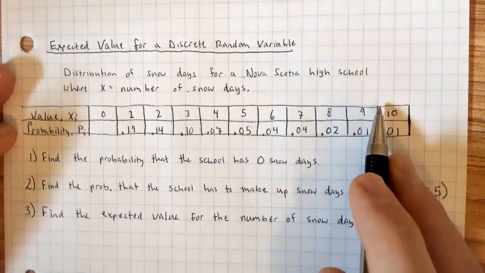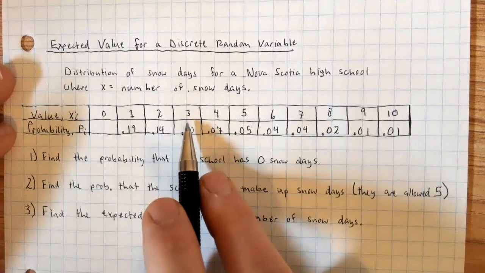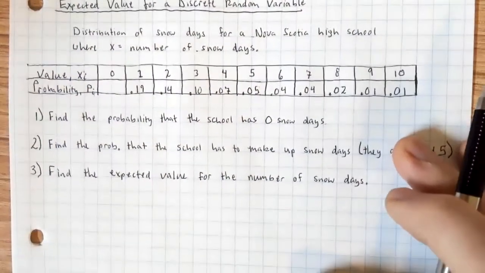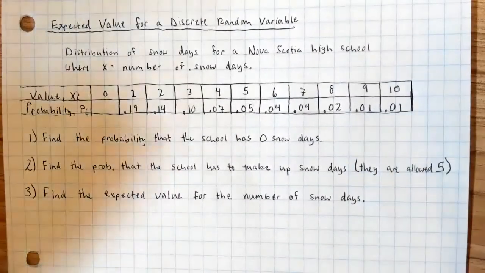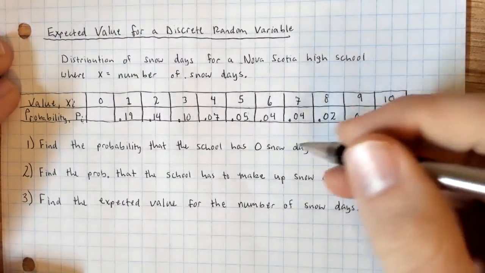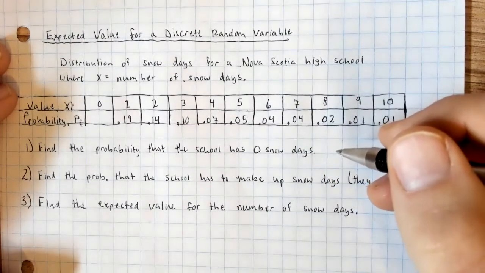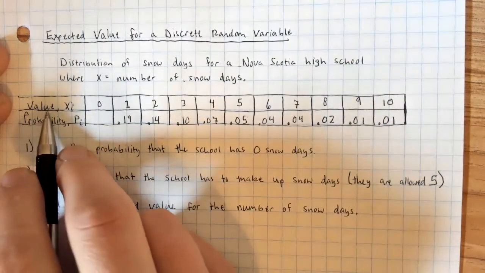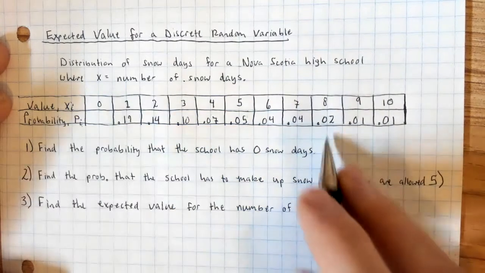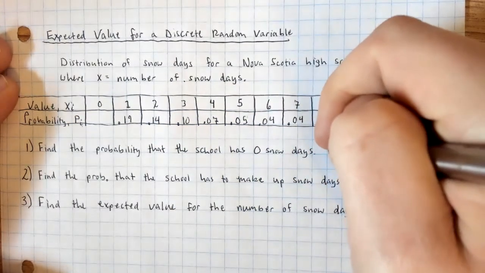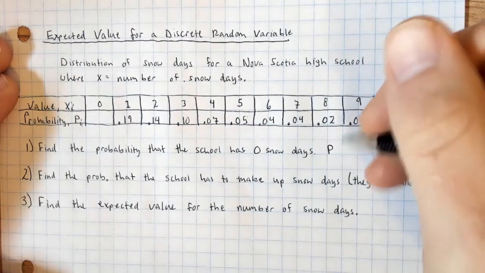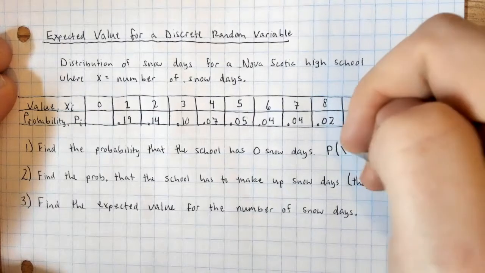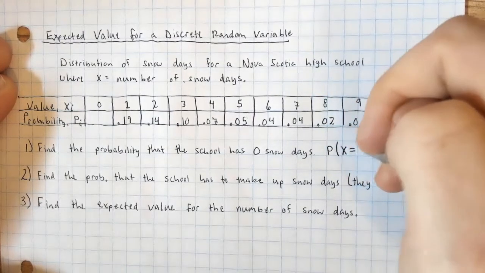Okay, so let's just use this discrete probability distribution to find some probabilities and calculate the expected value. Okay, so find the probability that the school has 0 snow days. Now we're going to write this in terms of our random variable. So really, the big difference here is we're doing it in terms of this random variable and not an event. We are really just going to write our probability statements, pretty similar to what we did in the last section, but instead of the probability of event A or event C, it's the probability of our random variable X being equal to 0.